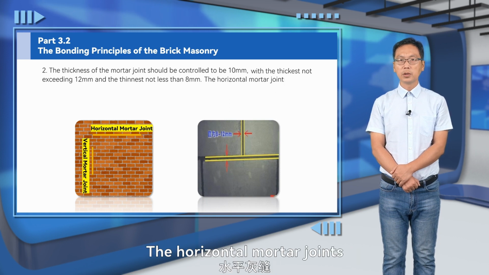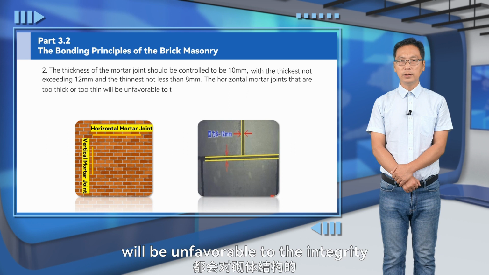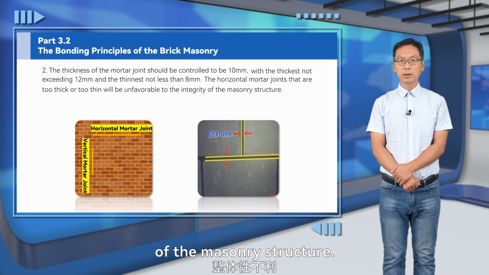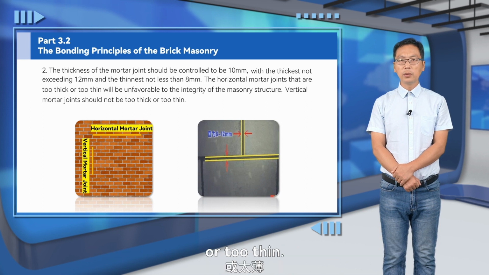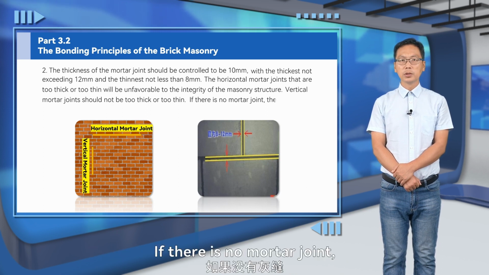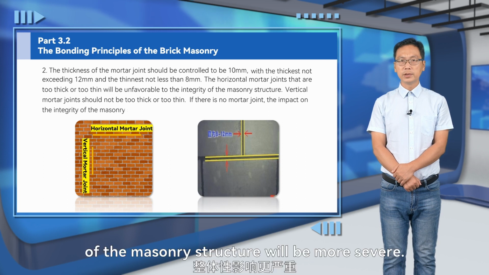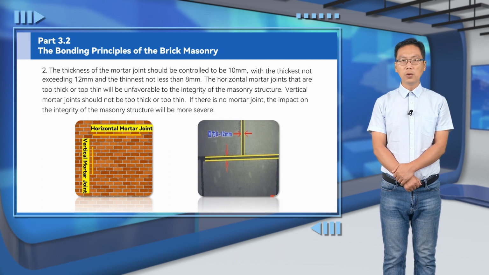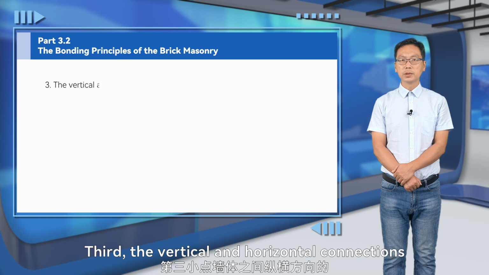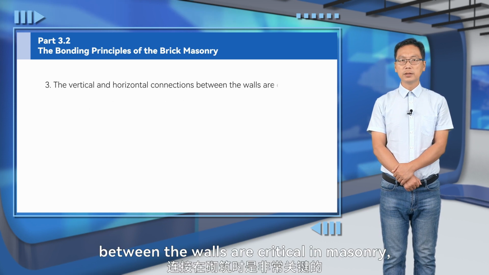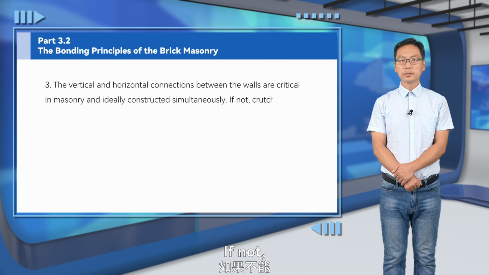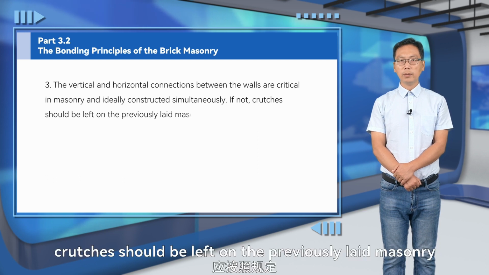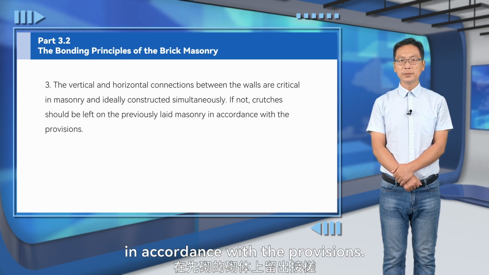The horizontal mortar joints that are too thick or too thin will be unfavorable to the integrity of the masonry structure. Vertical mortar joints should not be too thick or too thin. If there is no mortar joint, the impact on the integrity of the masonry structure will be more severe. Third, the vertical and horizontal connections between the walls are very critical in masonry, and ideally constructed simultaneously. If not, crutches should be left on the previously laid masonry in accordance with the provisions.